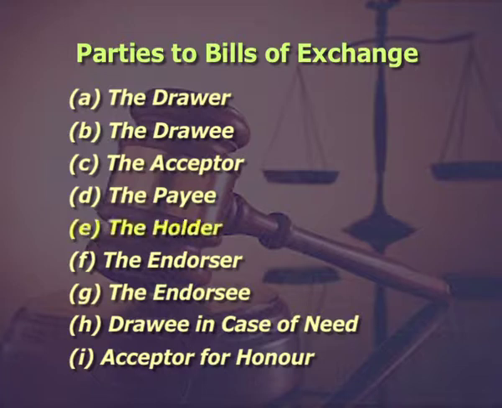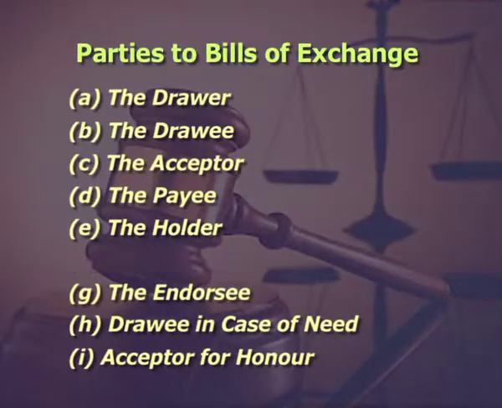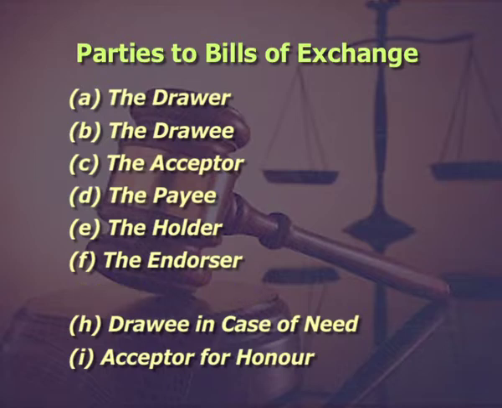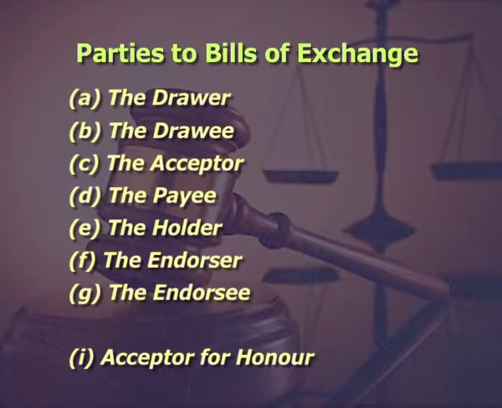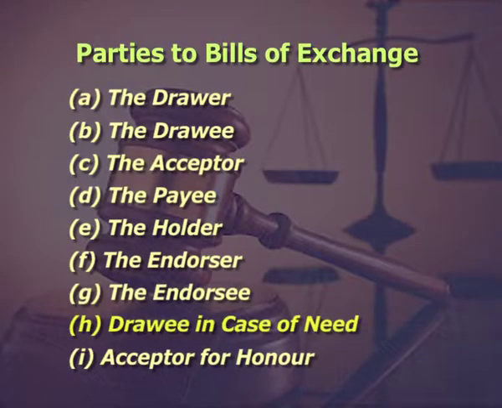Fifth, the holder is either the original payee or any other person to whom the payee has endorsed the bill. In case of a bearer bill, the bearer is the holder. Sixth, the endorser. When the holder endorses the bill to anyone else, he becomes the endorser. Seventh, the endorsee is the person to whom the bill is endorsed. Eighth, drawee in case of need.